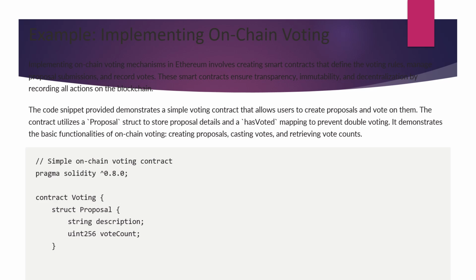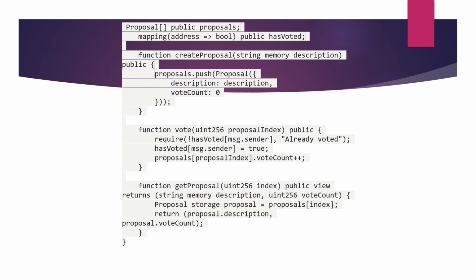So here is the example code snippet for an on-chain voting mechanism. The proposal struct stores the details of the proposal, and the public array proposals holds all proposals. The hasVoted mapping prevents double voting, and the createProposal function allows users to submit proposals. And finally, the vote function lets users cast their vote, and the votes are counted transparently on the blockchain. The simple example demonstrates how on-chain voting can be structured within a decentralized application. We have seen similar code in the last video also, so you can understand it very easily.